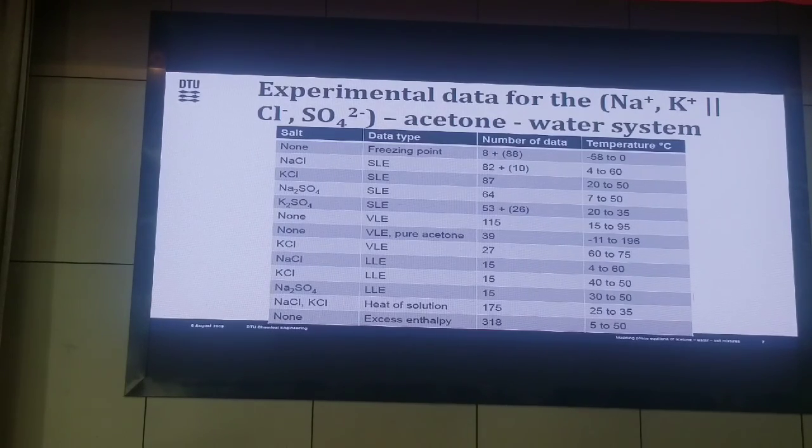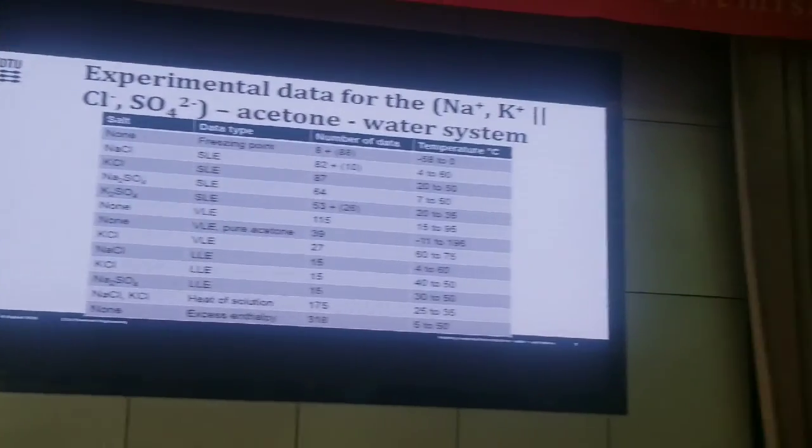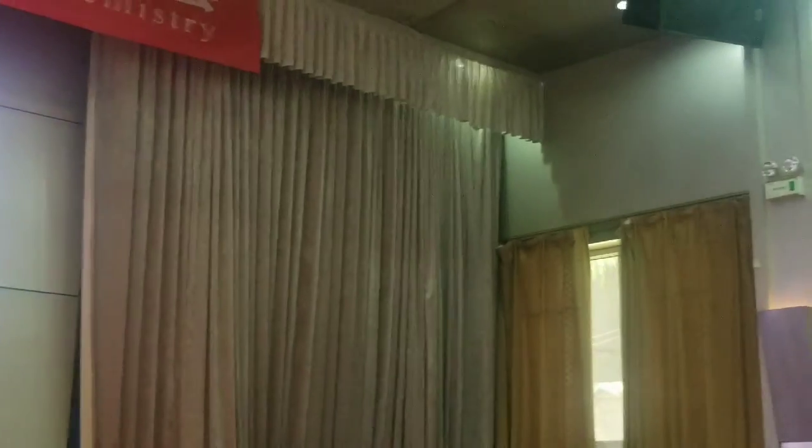We use 1,000 data in the end, but there are some of the data where I have the column where the number of data, some number times parentheses, and this was data that for some reason was taken out, and I'll come back to that.